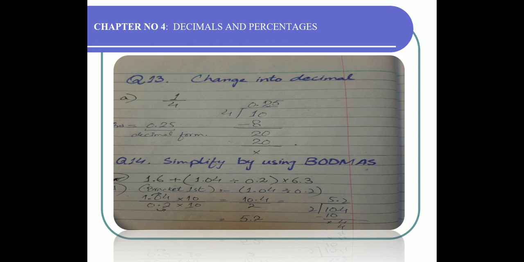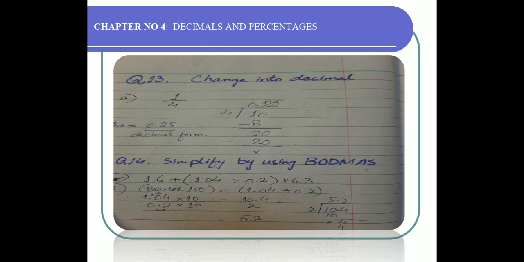Question number 14, simplify by using the DOMAS rule. The DOMAS rule is the same as we have done in the first chapter. What you have to do is simply solve the bracket first. The first part is 1.6 plus bracket 1.04 divided by 0.2 multiply 6.3. The first step is to solve the bracket 1.05 divided by 0.2. Simply 1.0 divided by 0.2.